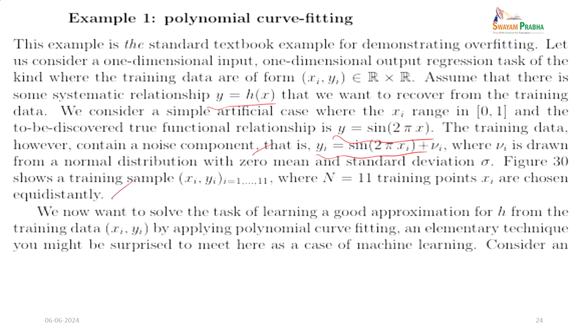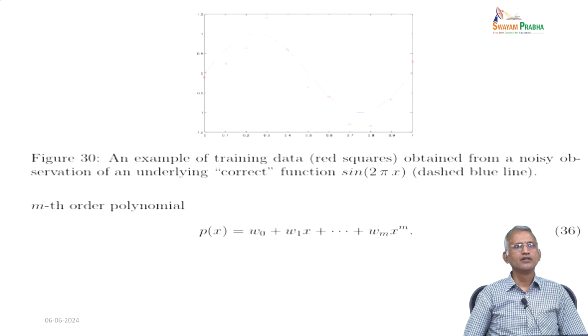So, we now want to solve the task of learning a good approximation for h from the training data xi, yi by applying polynomial curve fitting. An elementary technique you must be surprised to meet here as a case of machine learning. So, this is the picture considering an mth order polynomial p of x equal to w naught plus w1 x and so on up to wm x power m. The training data, the red squares, are obtained from noisy observation of the underlying correct function sine of 2 pi x, the dashed blue line.